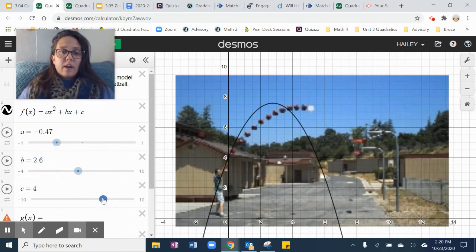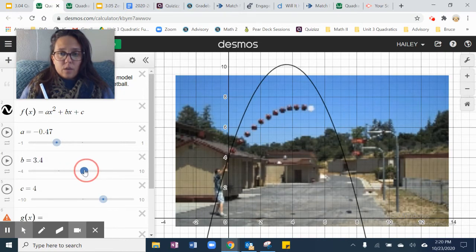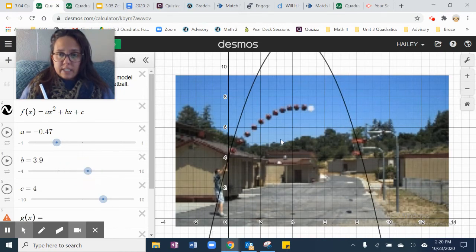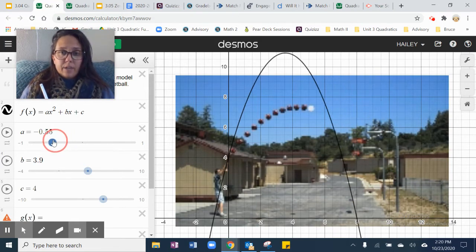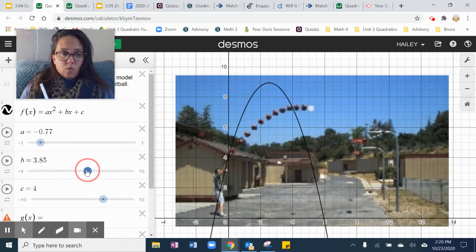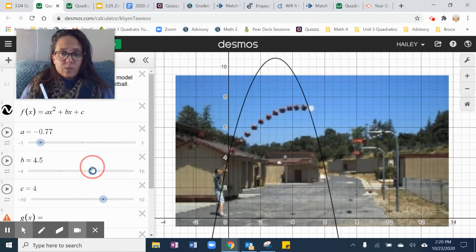And then from there, c being the thing that moves it up and down, right? From there, a and b sort of tell me how tall and how wide the parabola is. And I found that it was easier to start by messing around with b and trying to aim so that the parabola is going through the hoop, and then bringing it down a little bit with a. So this was the hard part, right?